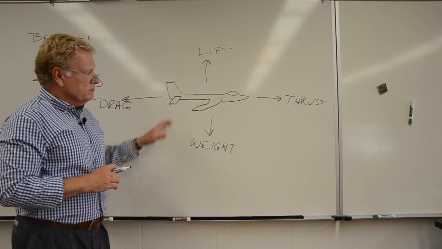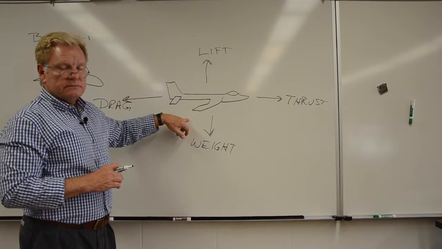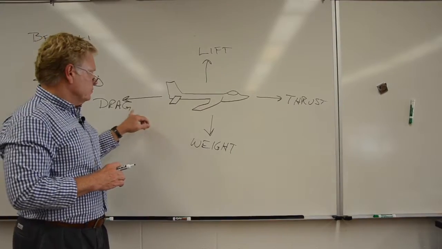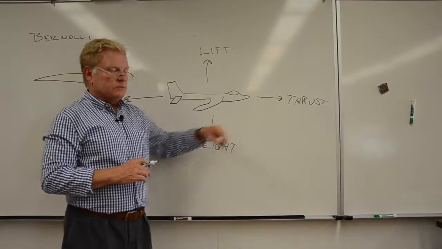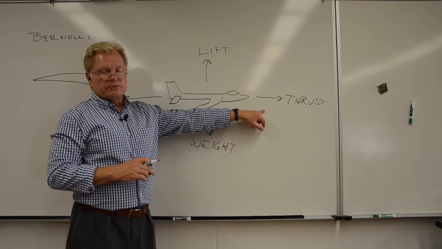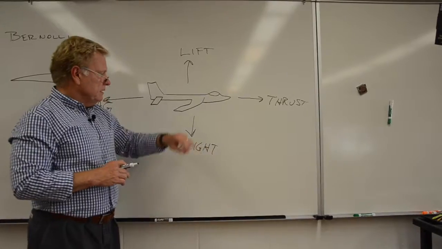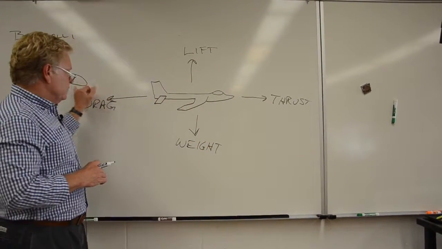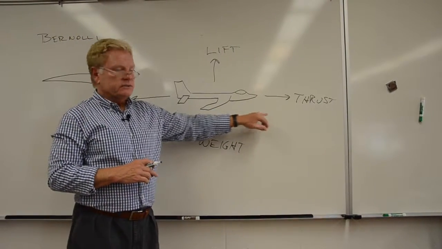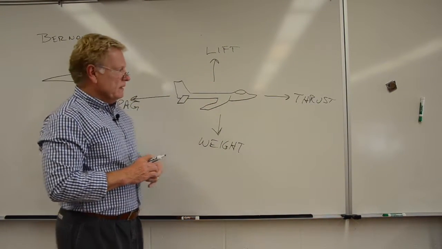So, in order for a plane to fly, the forces of lift and weight have to be equal, and the forces of drag and thrust have to be equal. As I indicated, the force of the thrust is provided by either a jet engine or the propeller of the airplane. The lift is provided by the wing, and the drag is what you're overcoming with thrust, and the weight of the plane is what you're overcoming by lift.